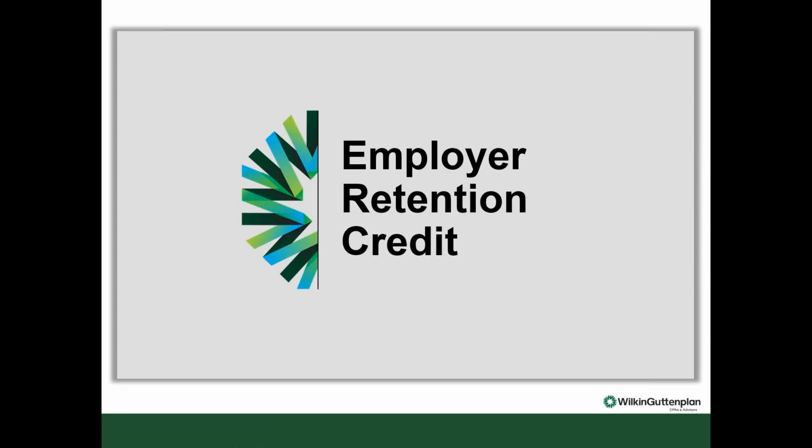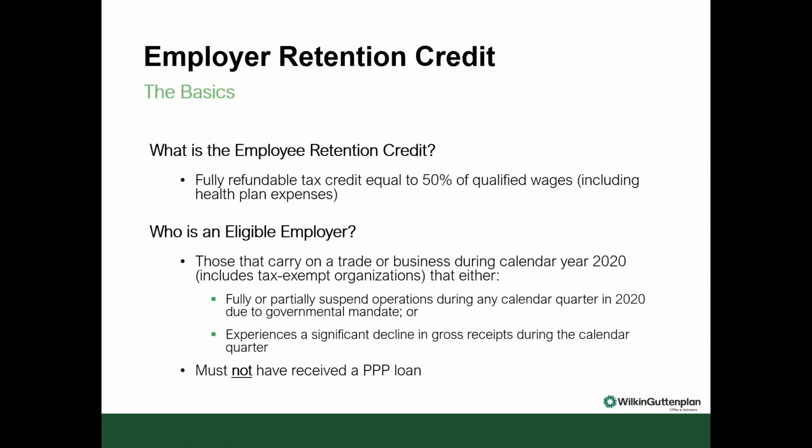So now we're going to talk about the employee retention credit, which is relevant in some cases if the business is closed. So Karen, can you tell us about this credit? Sure. So this is similar in that it is a tax credit against payroll taxes. It provides a refundable payroll tax credit to employers that's equal to 50% of wages paid by eligible employers, during the COVID-19 crisis. So who's an eligible employer? An eligible employer is a company who's carrying on a trade or business during calendar year 2020. This includes tax-exempt organizations.